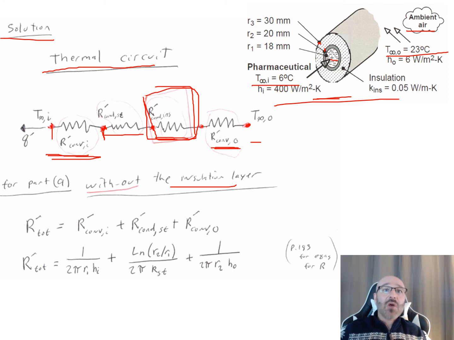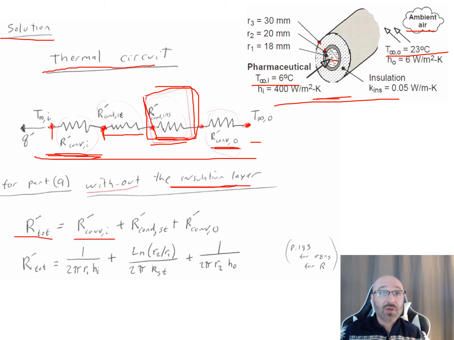So for part A, we're without this insulation layer, so we can go through this large thermal circuit that we have here with everything, but only pull out the ones that are concerned. So we're not dealing with the one that we put a box around here for insulation. So our total thermal resistance per length here is equal to our first one, our convection term. And then we have plus our conduction through the steel, and then our convection on the outside with the air right there. So we can say that our R prime total is equal to our convection term right here.